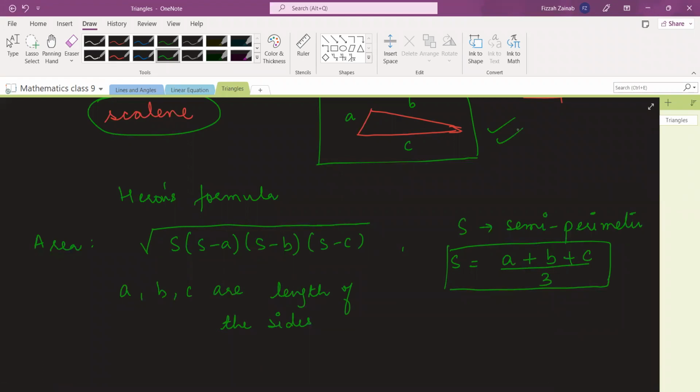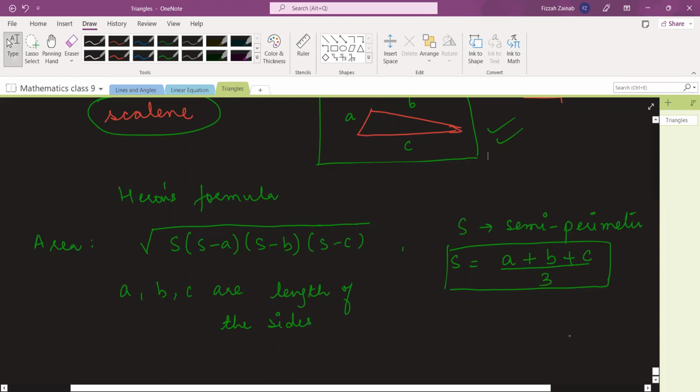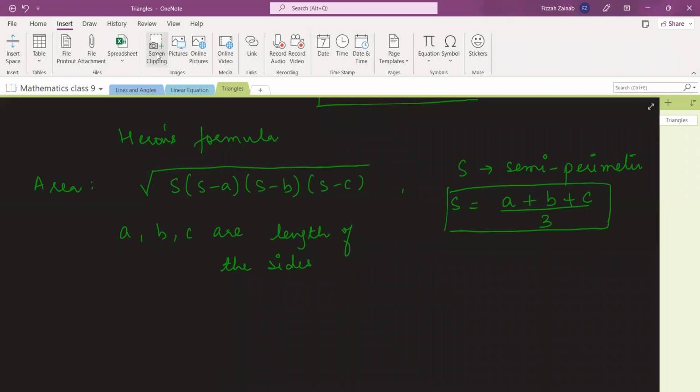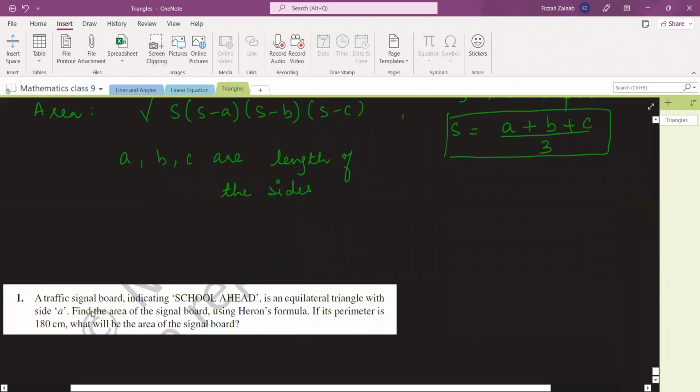Is that correct? Yes, ma'am. So let us start with the exercise now. So this chapter only has calculations mainly. It's not tough. Just one formula is there. But you have to be careful with the calculations now, right?